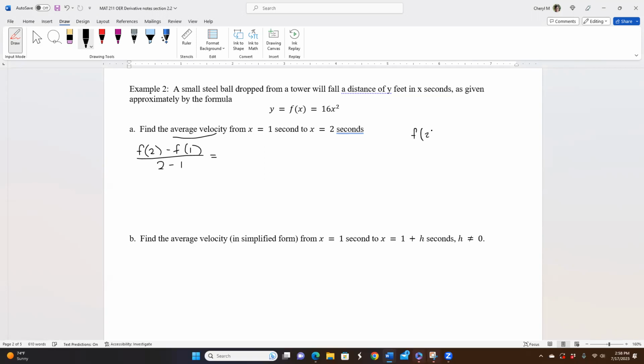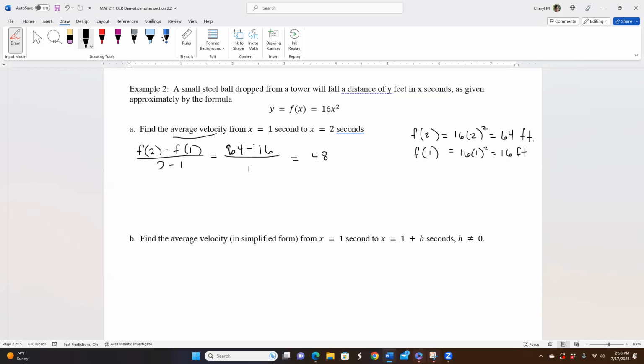So f of 2, we would understand, would be what we get when we substitute a 2 into our formula, which would give us 16 times 4, or 64, and that would be in feet. That's how far the ball would fall in 2 seconds. F of 1 would be 16 times 1 squared, or 16 feet. So we substitute f of 2, that would be our 64. F of 1 is our 16, over 2 minus 1 seconds, giving us 48.